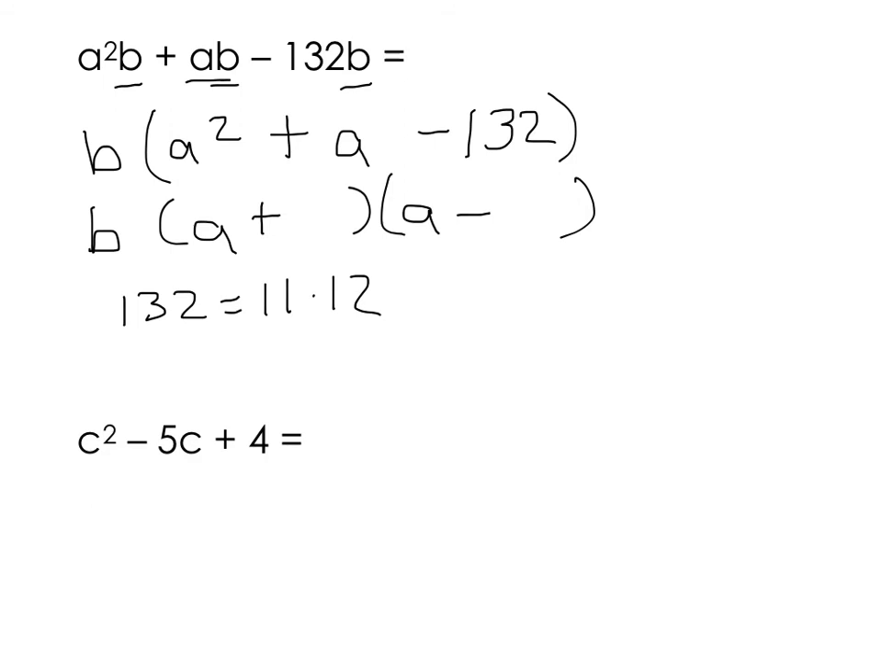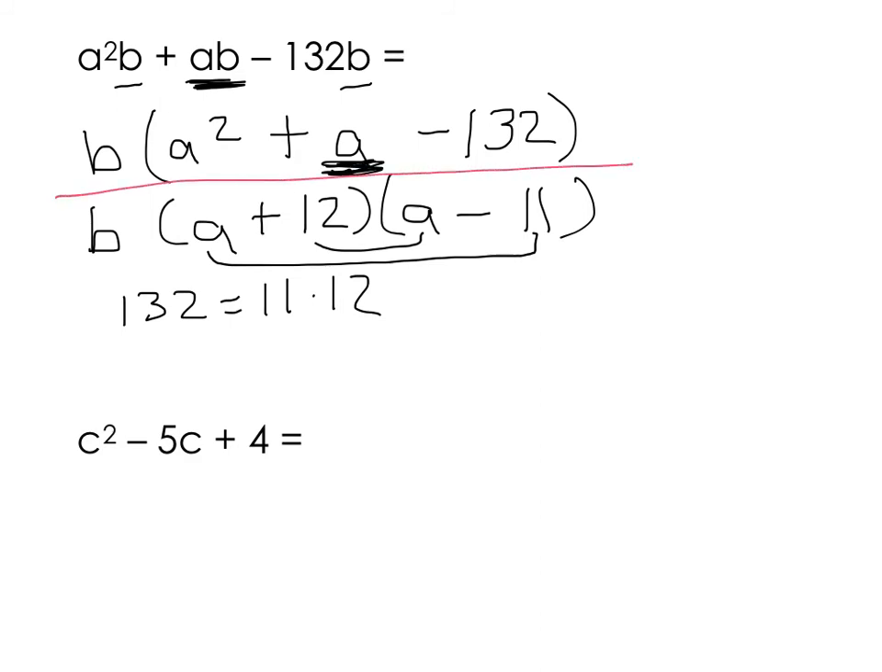And remember, our middle term is going to be a. We look at this one because that's the one that's in our trinomial. So our middle term has to be a. So we need for this to be plus 12a minus 11a. Plus 12a minus 11a. That'll give us our middle term, and that's our final answer. We still need that b out front. The b times the a plus 12 times the a minus 11. That's our answer.